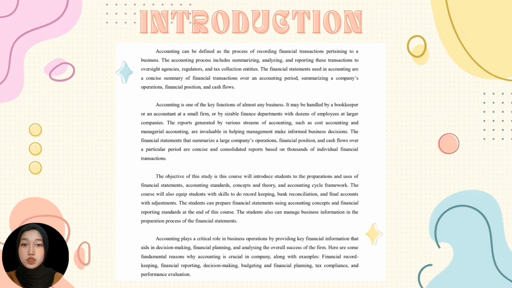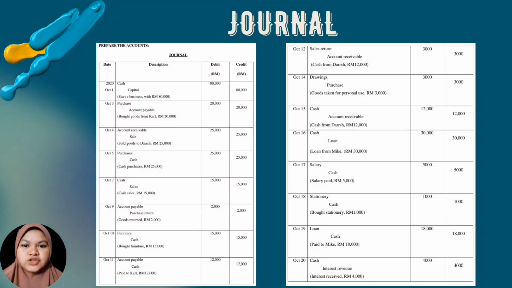The financial statement that summarizes a large company's operation, financial position, and cash flow over a particular period is a concise and consolidated report based on thousands of individual financial transactions. Now we go to the journal. Journal is a detailed account that records all the financial transactions of a business. We look to the journal.